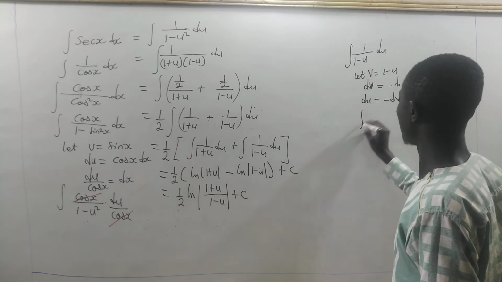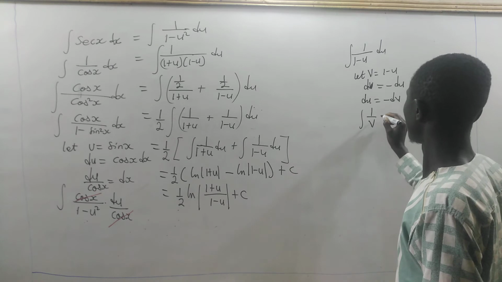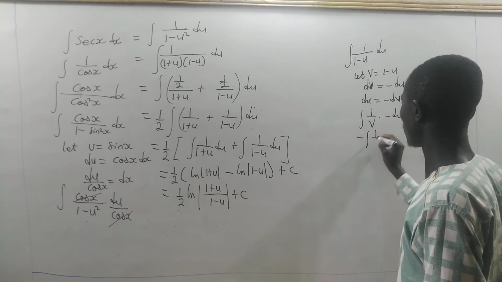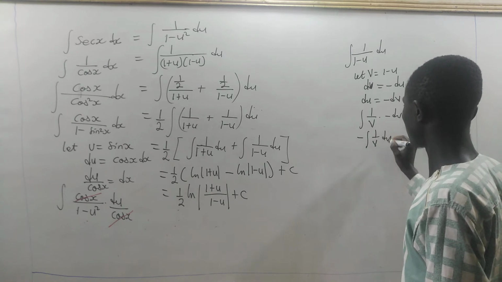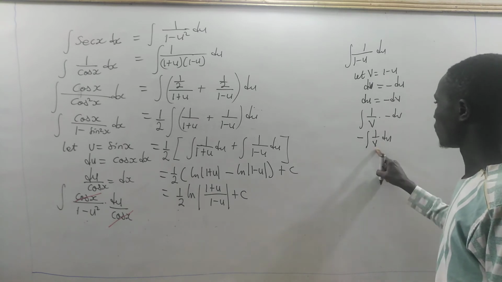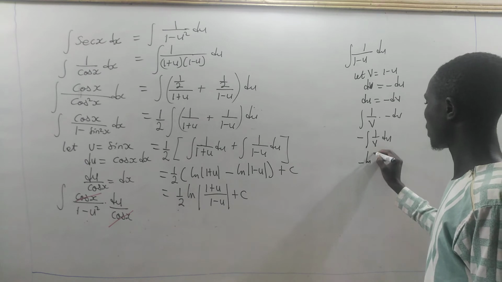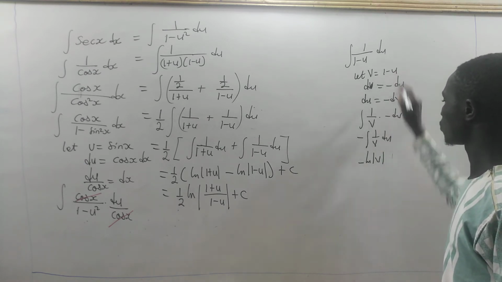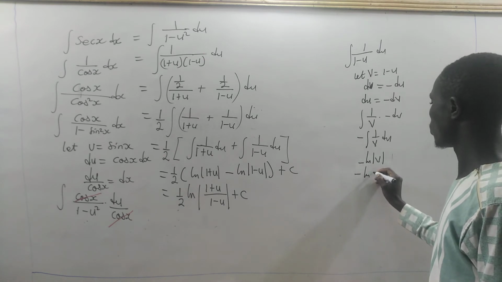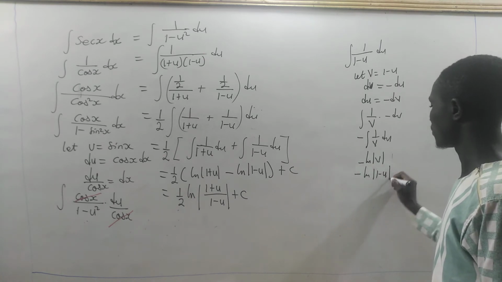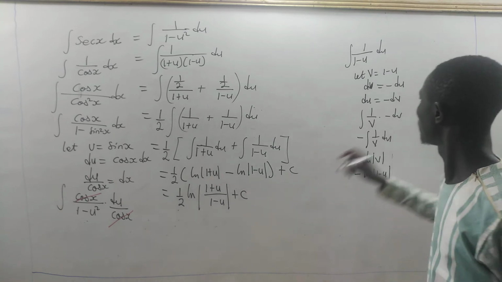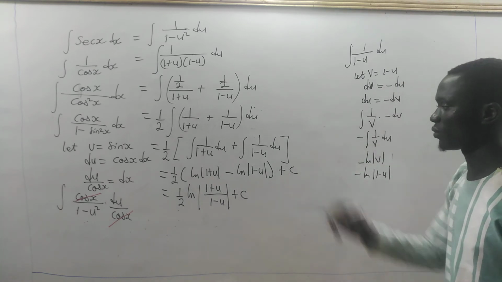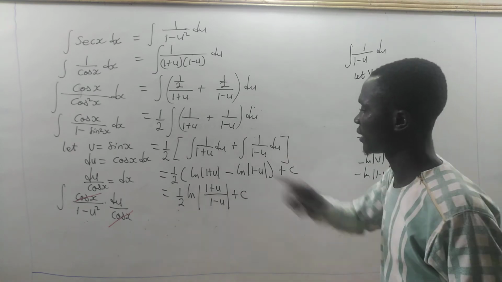So this will give us the integral of 1 on v times negative dv, and that will give us negative integral of 1 on v dv. And the integral of 1 on v will give us negative natural log of v. So what is v? 1 minus u. So we have negative natural log of 1 minus u. But if it is positive, du will be equal to dv, and there will not be any negative sign here. So that's why we have the negative sign here.